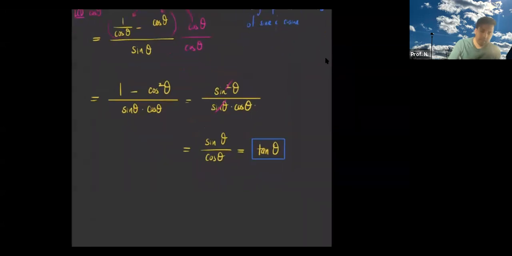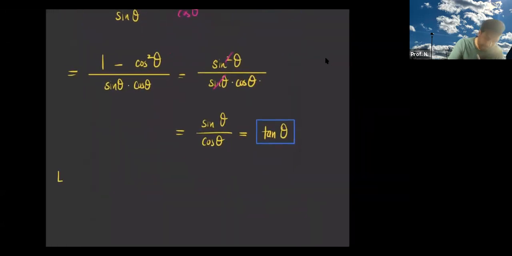Any questions, guys? Any questions? I know this is a little bit different than what you're used to. We can go so many different ways with this. Okay, how about this? Cosine theta times secant theta over cotangent theta. What does this simplify into?